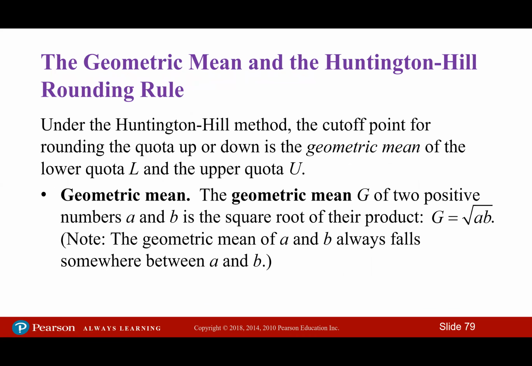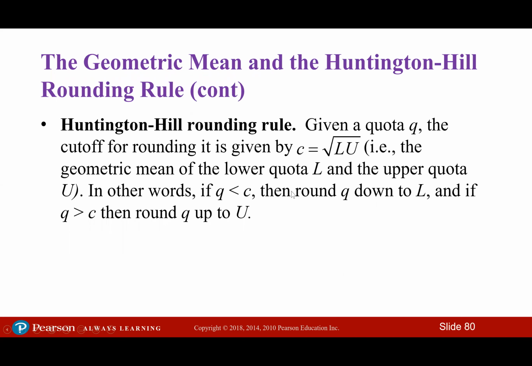So under the Huntington-Hill method, the cutoff point. Webster said just make it 0.5, right? But for this one, it is a geometric mean. Here it is. You take the A and the B, you multiply them together, and then you take the square root, and that's going to give you the determining factor of when you are to round up or leave it the same as rounding down.